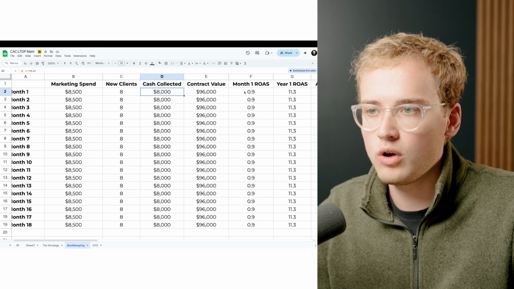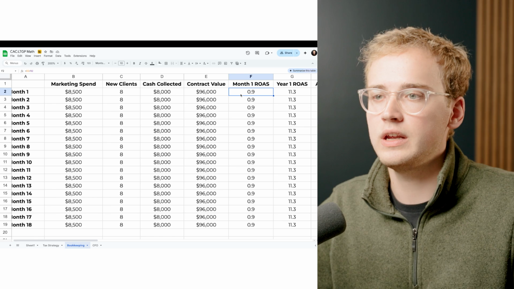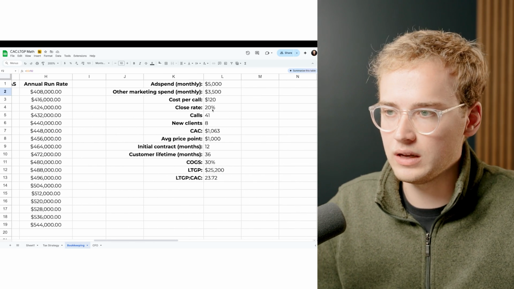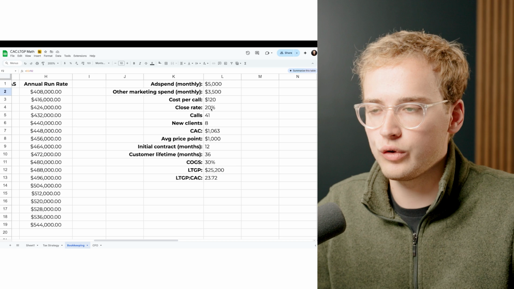So now our month 1 ROAS, we're just barely below breaking even month 1. Okay, so that's a much better spot to be in. Now, what if we could bump our close rate up even more?